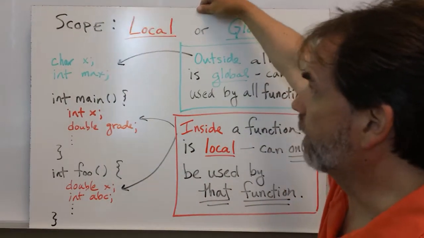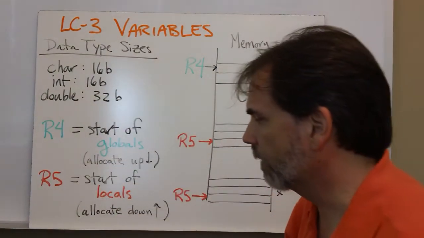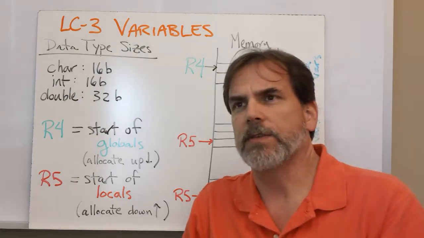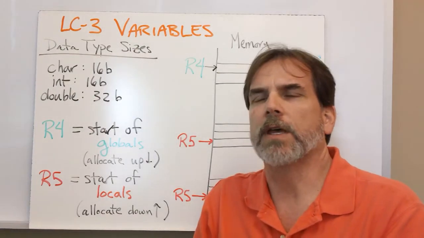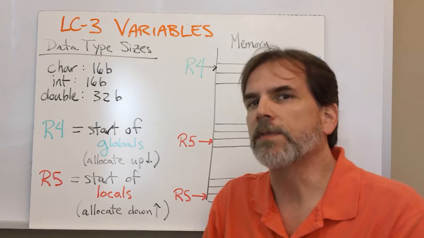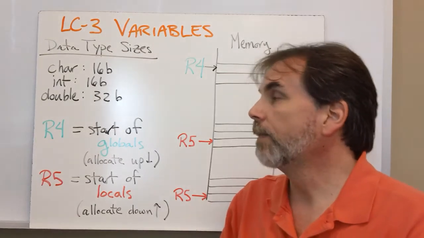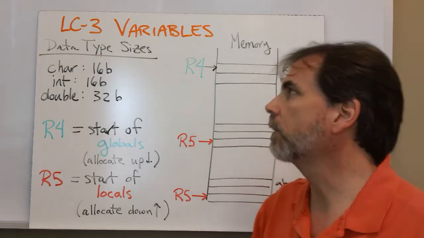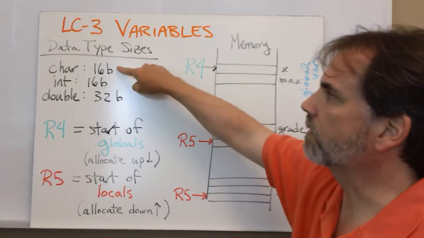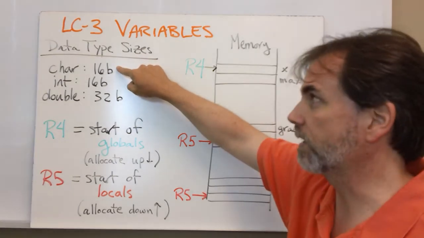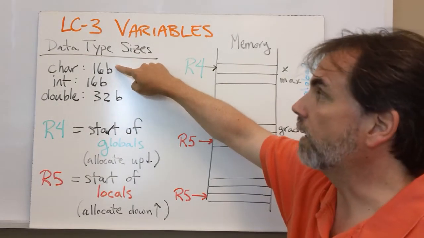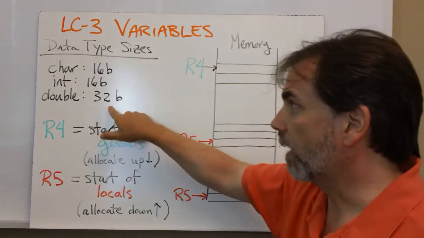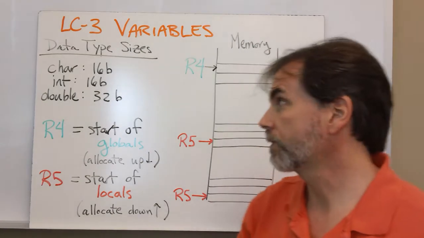Now let's talk about how variables are used in the LC3 platform. First of all, you may remember that I said that the sizes of different data types are specific to the platform that you're using. So in our class, we're using the LC3 platform. That's what we're going to compile to. And we're going to make these decisions that a character is 16 bits, that's one word in the LC3. An int is also 16 bits, or one word, and a double will be 32 bits, or 2 words.